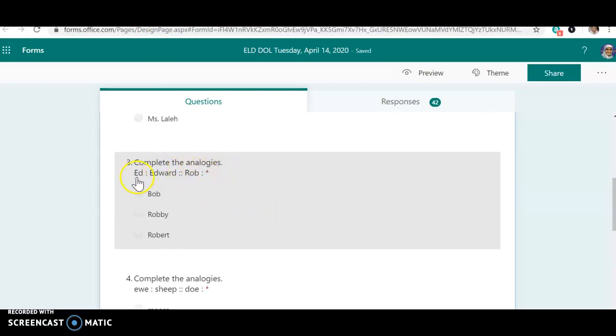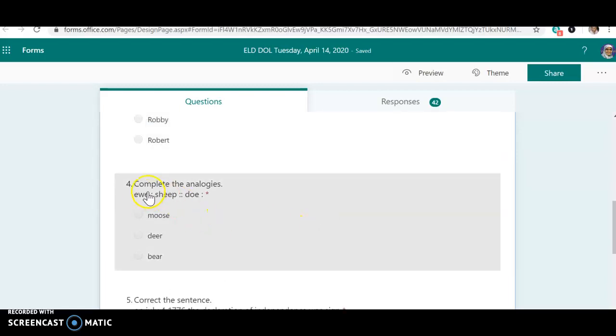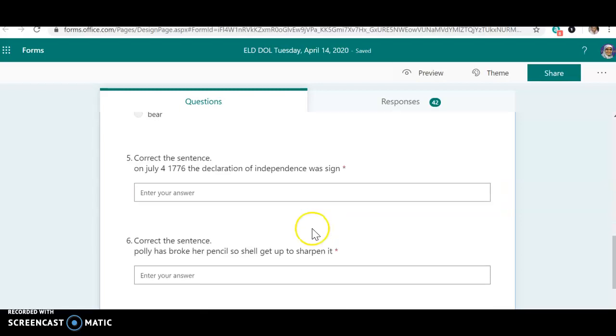Complete the analogies. Adjective word rob to Robert is the correct one. Ewe to sheep, dove to. Ewe is a female sheep, dove is a female deer, so deer is the correct one.